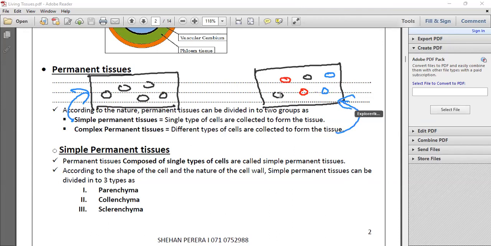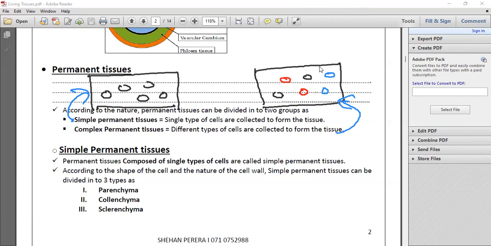Are we clear with that? How they are categorized into two? Permanent tissues contain cells which are not capable of cell division, and they are further categorized as simple permanent and complex permanent tissues. Simple permanent tissues contain cells of the same type throughout the tissue. Complex permanent tissues contain cells of different types. Are we clear with that, guys? Girls, are we clear with that? Hello.